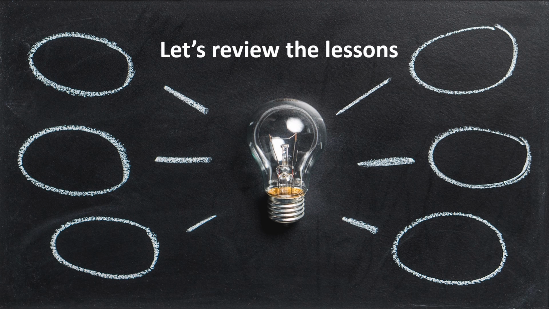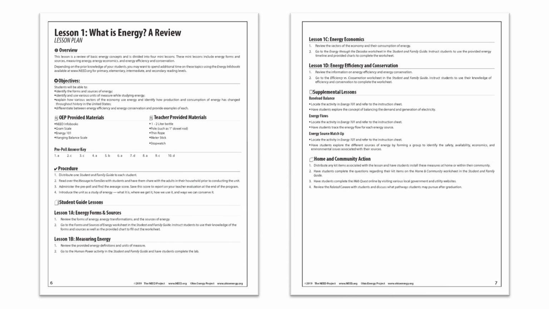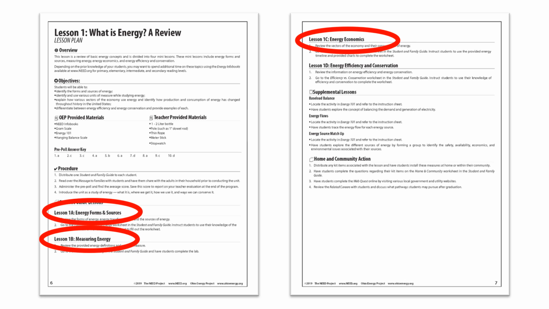Now, let's walk through each of the lessons in the secondary curriculum for this school year. Lesson 1. What is energy? A review. Lesson 1 is a review of basic energy concepts and is divided into 4 mini-lessons: energy forms and sources, measuring energy, energy economics, and energy efficiency and conservation.